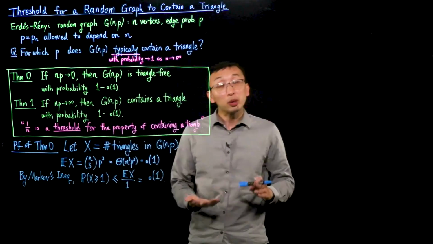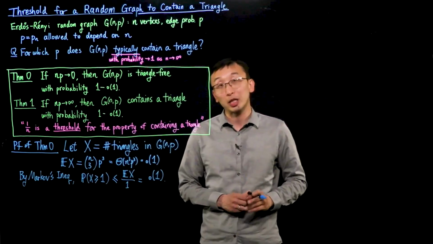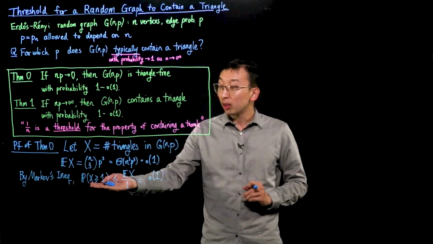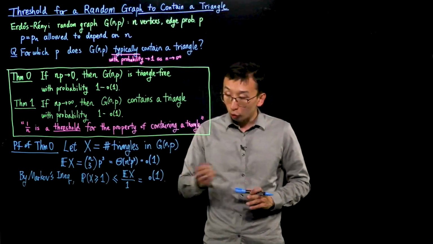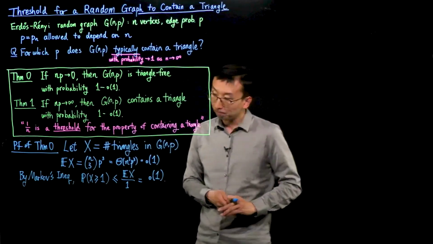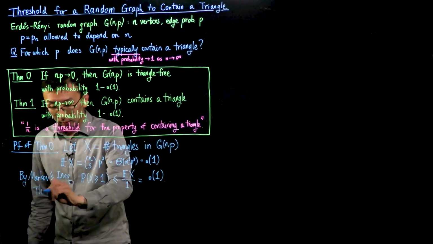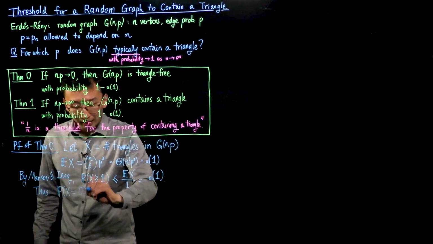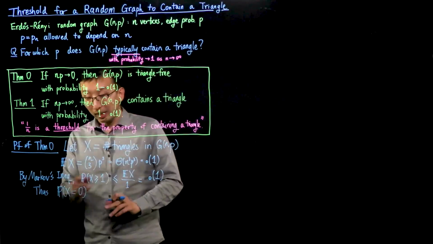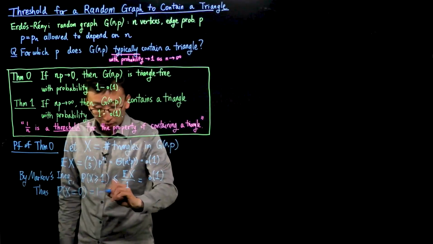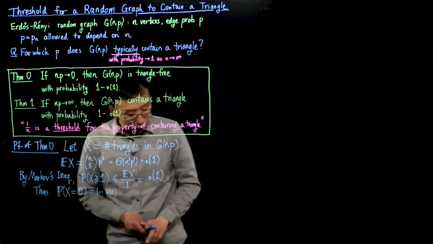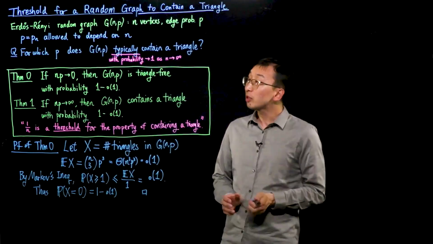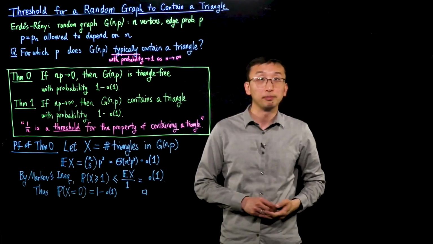All right, so the number of triangles is typically small in expectation, and therefore the probability that there's at least one triangle goes to 0 as n goes to infinity. Thus, the previous statement is equivalent to the statement that the probability that there are 0 triangles approaches 1 as n goes to infinity. Okay. Right. This finishes the first part of the theorem.